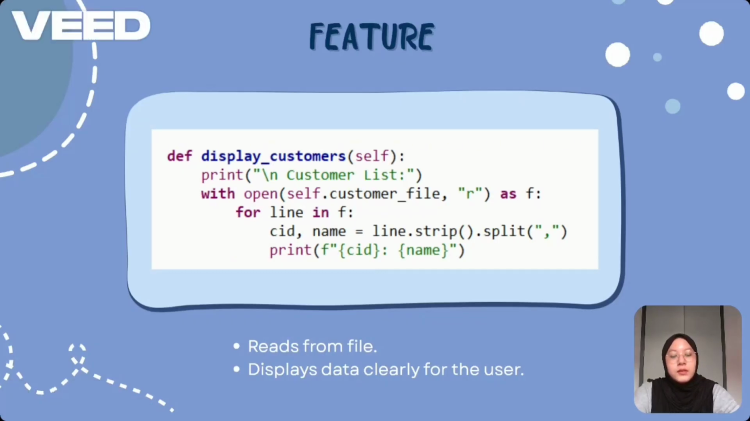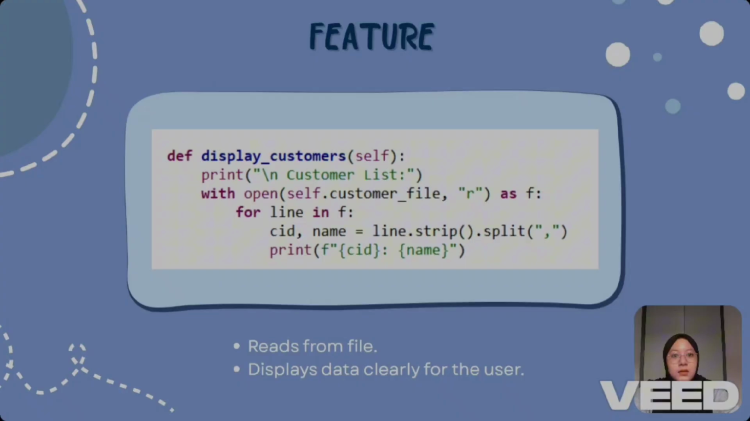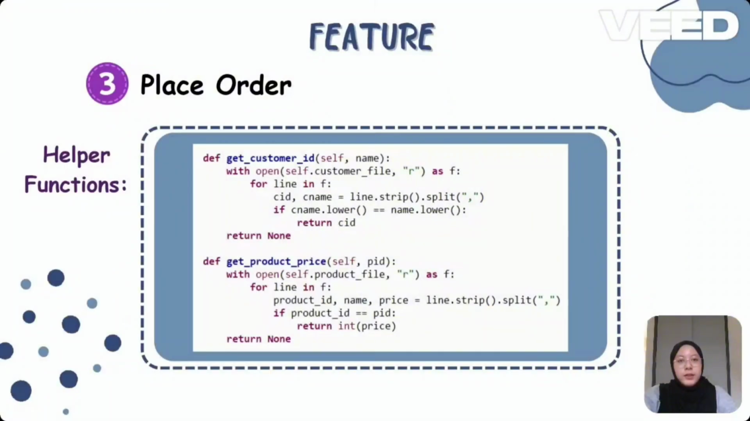And the significance of this coding is that the display ensures that users can easily verify product and customer information, and it improves the overall interaction experience by offering immediate access to important records. The design also keeps the functions lightweight, promoting fast performance even with a larger dataset. And the last feature is place order.